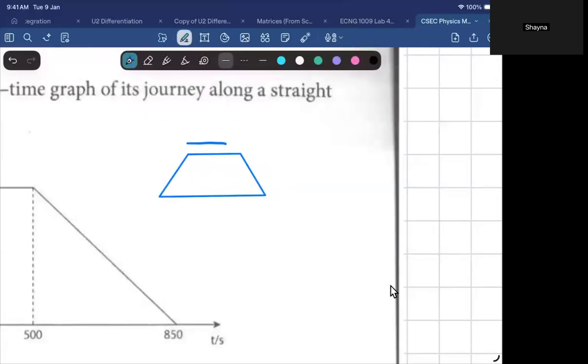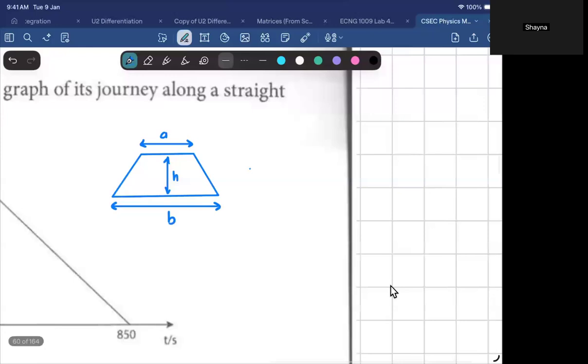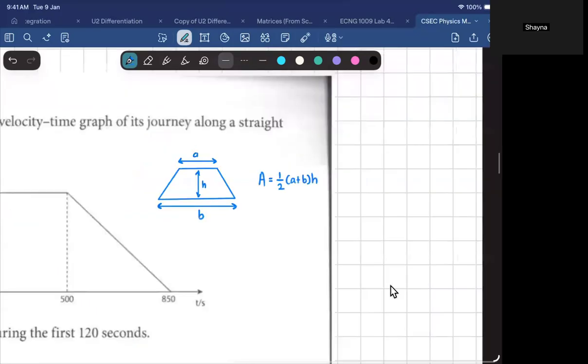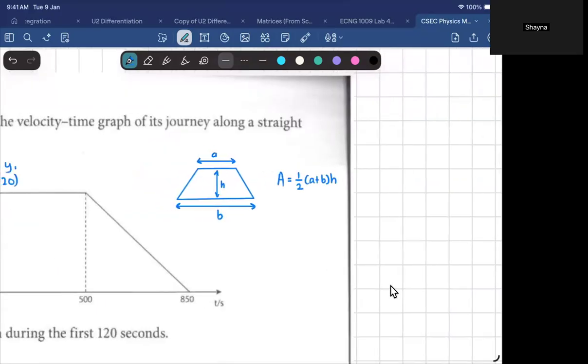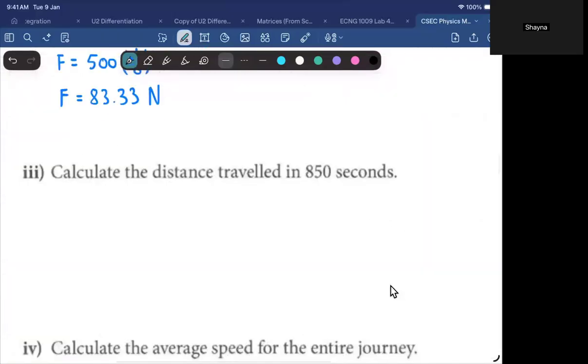Right. So you would call this length a, and you would call this length b. So the parallel sides are a and b, and then the perpendicular height would be h. And if that's the case, the area would be given by what? You remember the formula? Half times (a plus b) times h. And you're sure? Okay, good. I'm making sure you're sure.